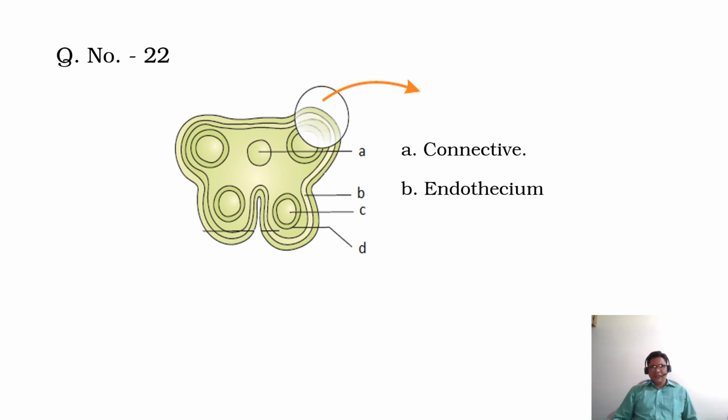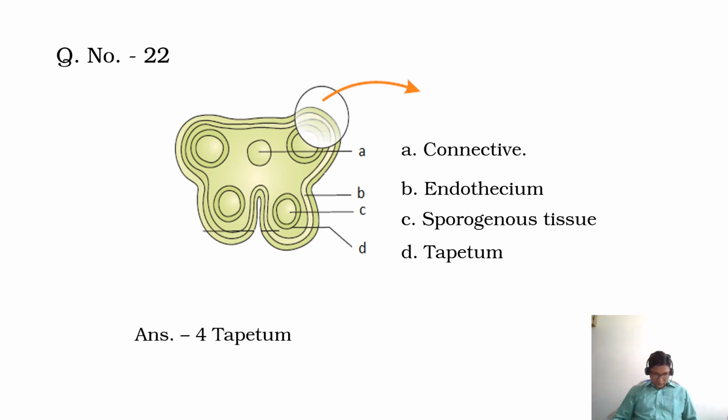B represents the endothecium, present below the epidermis. C represents sporogenous tissue, and it is surrounded by the innermost layer, D, the tapetum. Among A, B, C, D, which has compactly arranged homogeneous cells? The tapetum consists of compactly arranged homogeneous cells. So the answer is option 4.